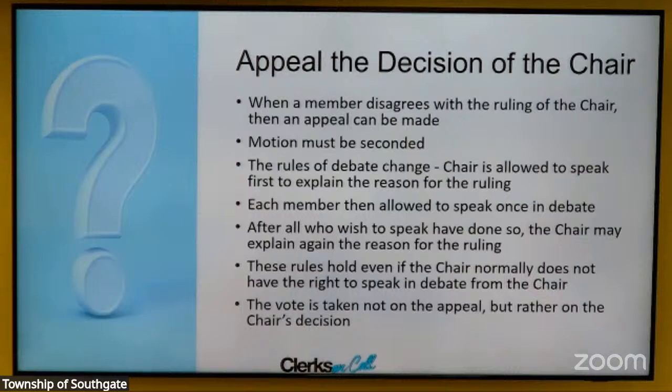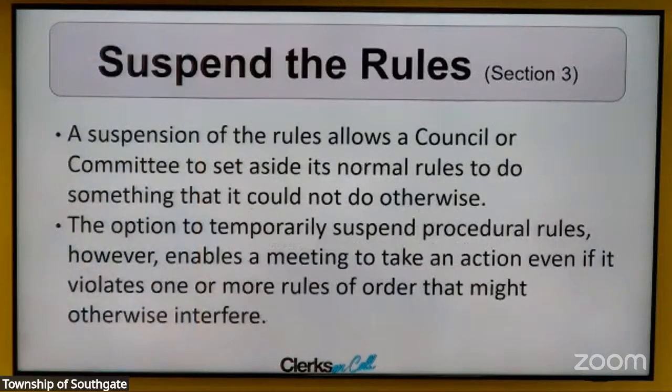And these rules hold even if the presiding officer normally doesn't have the right to speak in debate from the chair. And then the vote is taken not on the appeal, but rather on the chair's decision. So shall the decision of the chair be sustained? A majority vote sustains the decision of the chair, and a tie vote would also sustain the chair's decision, since it's presumed that the chair would vote to sustain his or her own decision.